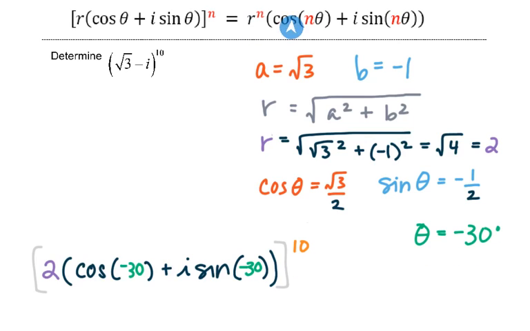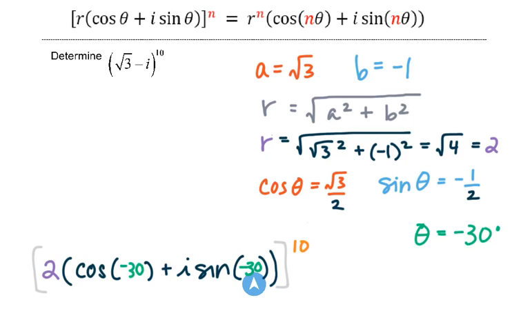So by this theorem, by DeMoivre's theorem, we're going to take r, 2, raise it to the 10th, and then we'll have cosine of 10 times negative 30 and sine of 10 times negative 30. Now I could have used a lot of different angles here. There are infinite coterminal angles to negative 30. There's negative pi over 6. There's positive 330. There's positive 11 pi over 6.